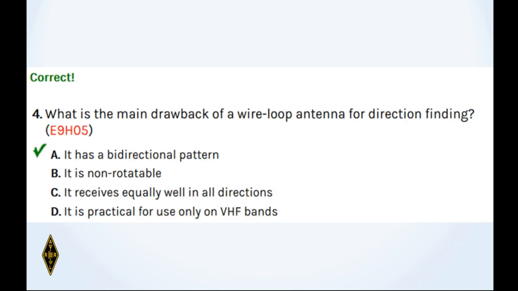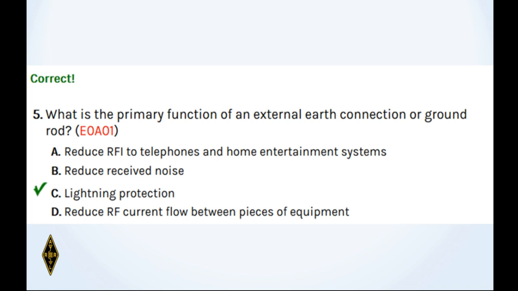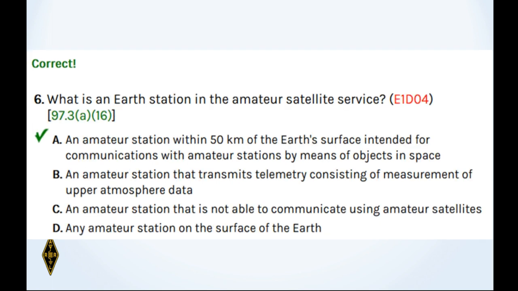And what is the main drawback of a wire loop antenna for direction finding? Well, A, it has a bidirectional pattern. And five, what is the primary function of an external earth connection or ground rod? We learned that tonight. Lightning protection, C. And what is an earth station in the amateur satellite service? Well, an earth station is anything that is within 50 kilometers of the Earth's surface and intended for communications with amateur stations by means of objects in space. So that's 6A.